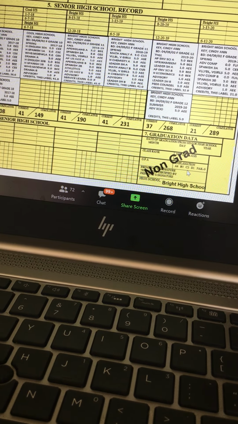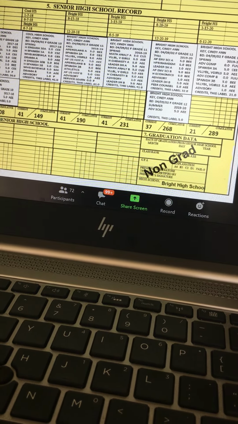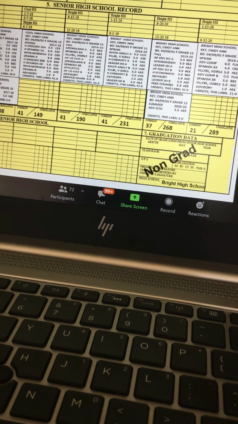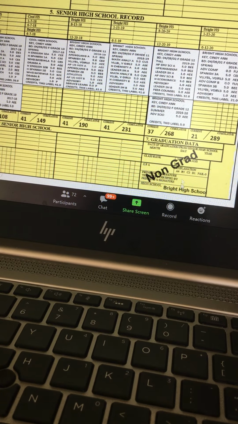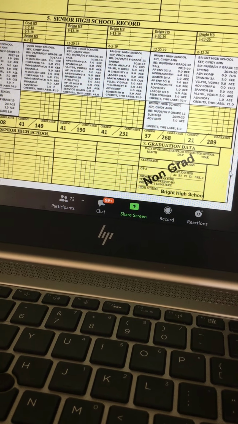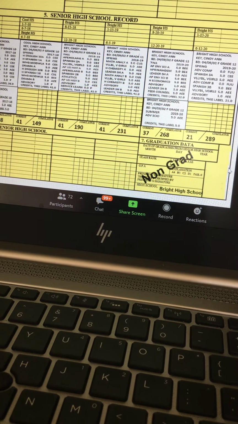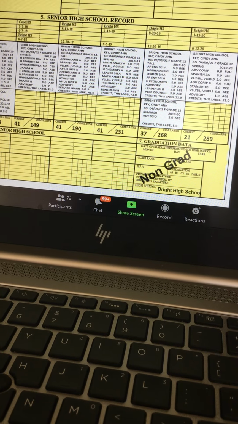Since the student did not meet the graduation requirements, for a non-graduate student the principal's signature is not required, okay? Again, you have a sample of this page on your handout number 6.